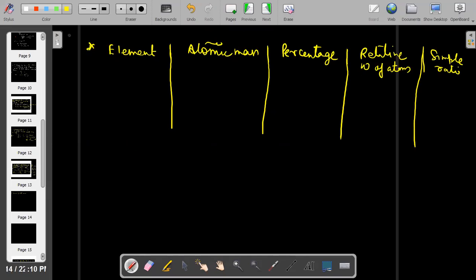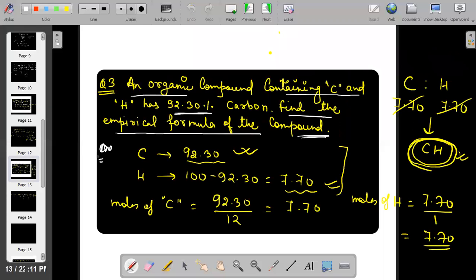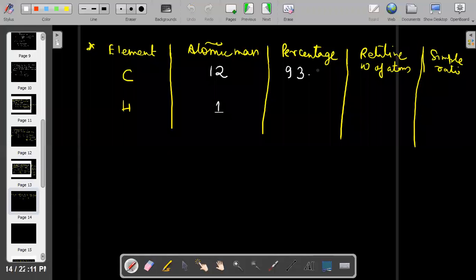Now listen. What are the elements present? Carbon and hydrogen, according to the question. What is the atomic mass of carbon? 12. What is the atomic mass of hydrogen? 1. What is the percentage of carbon given? 92.30. So what is the percentage of hydrogen? 100 minus 92.30. Let me check once. Yes, 92.30.